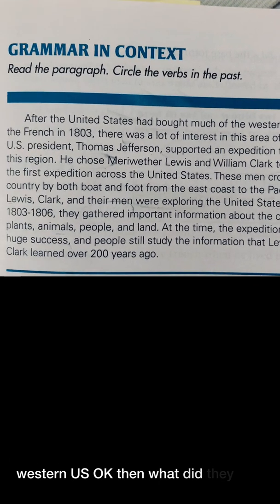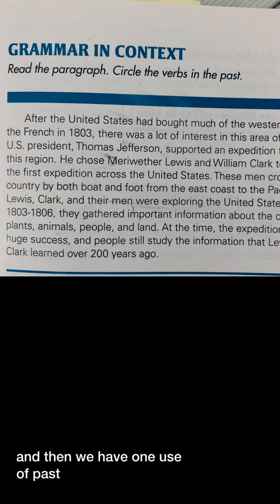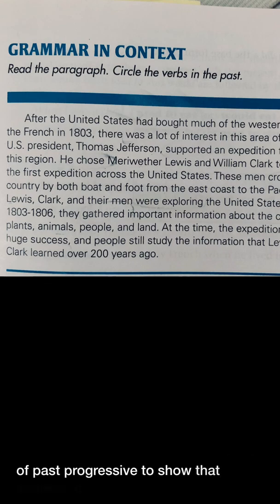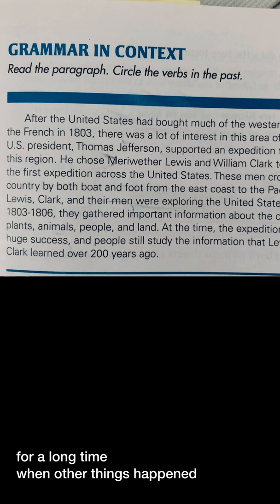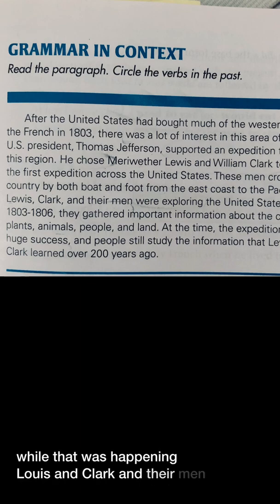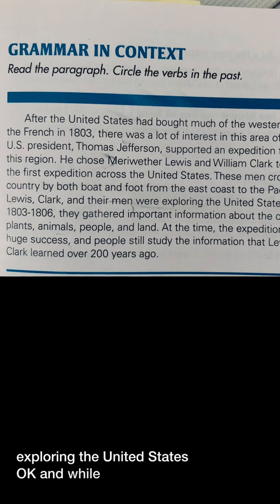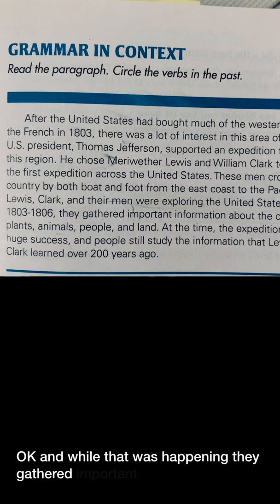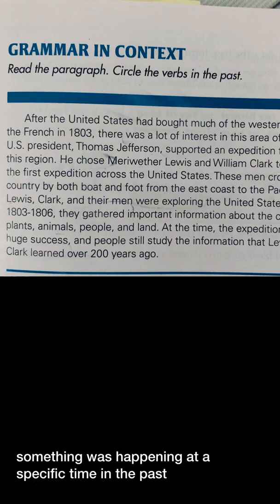Okay, and then what did they do? And then we have one use of past progressive to show that something was ongoing for a long time when other things happened while that was happening. Lewis and Clark and their men were exploring the United States. Okay, and while that was happening, they gathered important information. Okay, so something was happening at a specific time in the past.